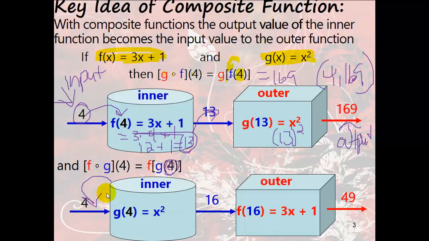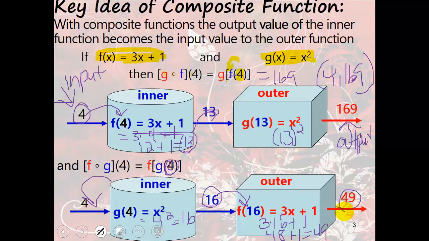So g of 4 is going to equal 4 squared, which equals 16. And then I'm going to use 16 and I'm going to plug that into f. And that's going to give me 3 times 16 plus 1. So that's going to give me 48 plus 1 equals 49. And that's my output. Okay? So f of g of 4 equals 49.